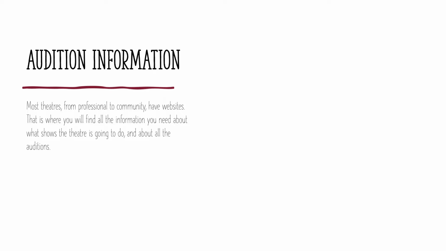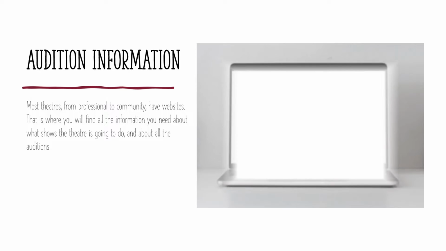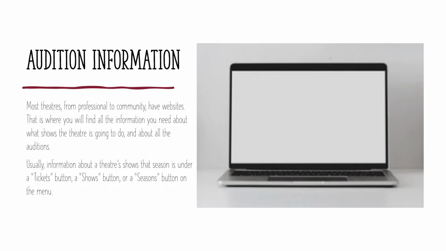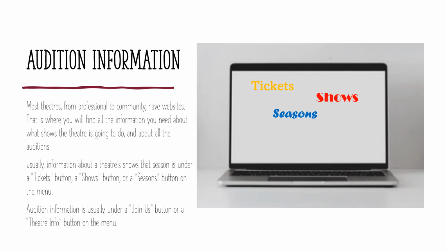Most theaters, from professional to community, have websites. That is where you will find all the information you need about what shows the theater is going to do and about all the auditions. Usually, information about a theater's shows that season is under a Tickets button, a Shows button, or a Seasons button on the menu. Audition information is usually under a Join Us button or a Theater Info button on the menu.